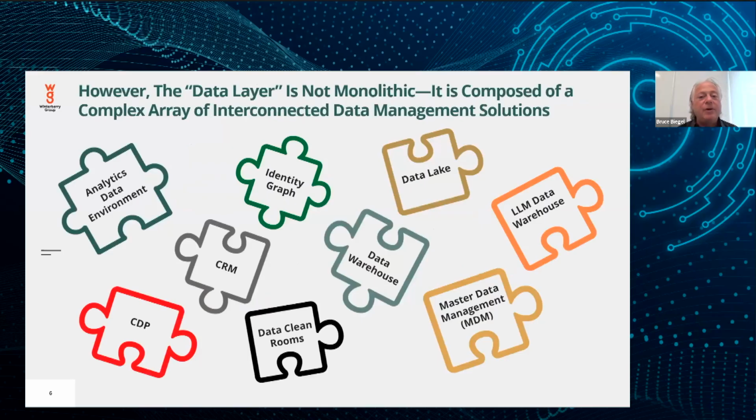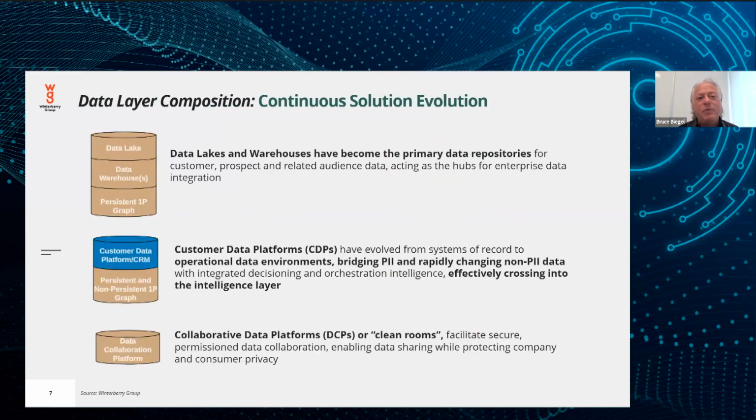that we're using. Of course, as you start to dive deeper, you'll say, oh, I've got an analytics data environment, I've got an identity graph, I've got a lake, I've got a warehouse. How does all of this come together? It's not really a monolithic stack. What we've seen over the last 12 months is a little bit of simplification. You have a data lake, data warehouse, persistent first-party graph.